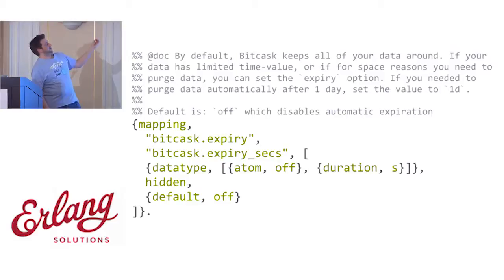And what we do here too with the times is we're able to say, because this is duration s, we can actually use a smaller unit like milliseconds, and it's going to round up to the smallest number in seconds. So if you say 1 millisecond, it's going to be a second. Second is the smallest thing you do with bitcask expiry. That's just what it is, but we do that for you. And it could also be the atom off, and the default is off. So expiry is off by default.